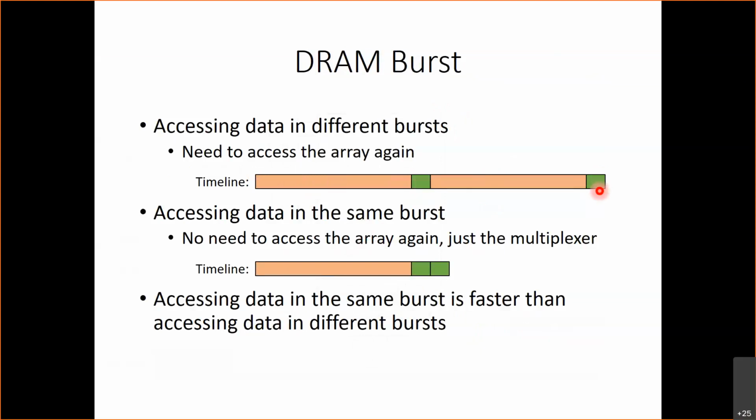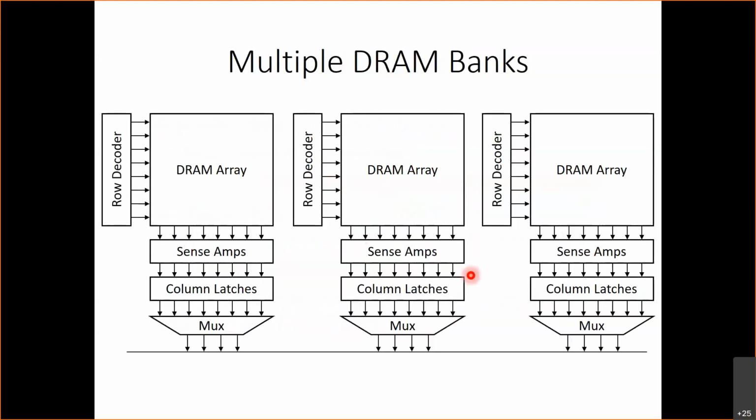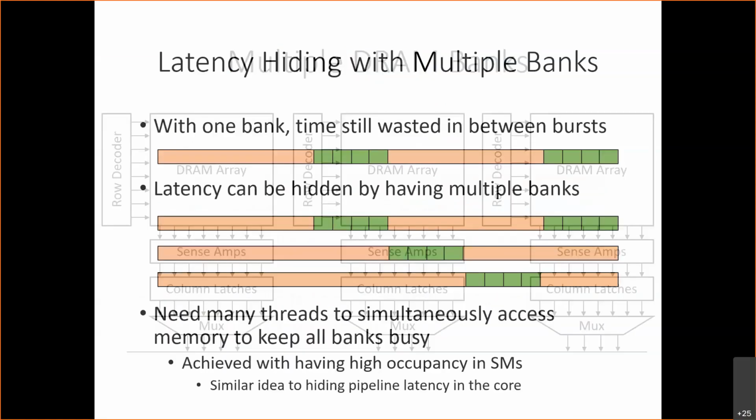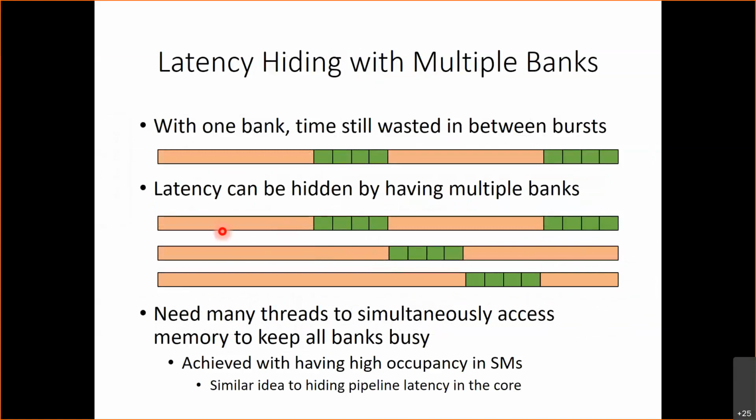However, if you access the same DRAM burst, then you read the DRAM array once, and then you serve the data from the burst, and then you serve other parts of the burst later on, without having to go back to the DRAM array. And if we have multiple DRAM banks, then we can hide latency by serving from the burst of one bank while reading from the DRAM array of another.